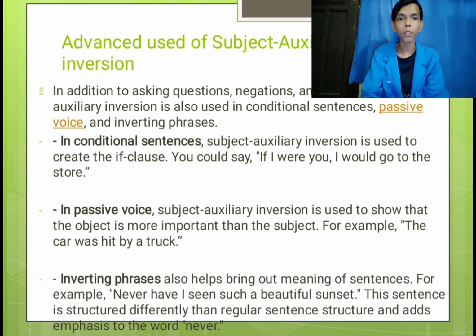The third is inverting phrases. They also help bring out the meaning of a sentence. For example, never have I seen such a beautiful sunset. This sentence is structured differently from regular sentence structure and adds emphasis to the word never.